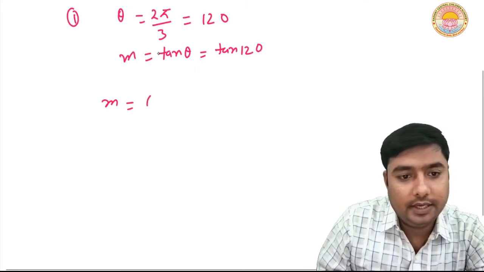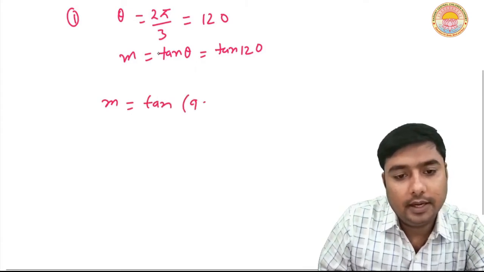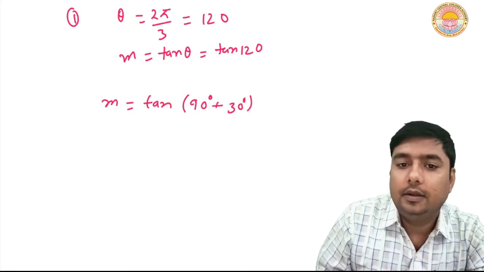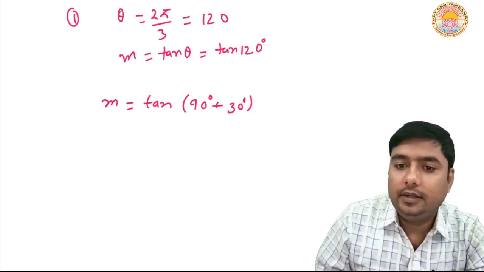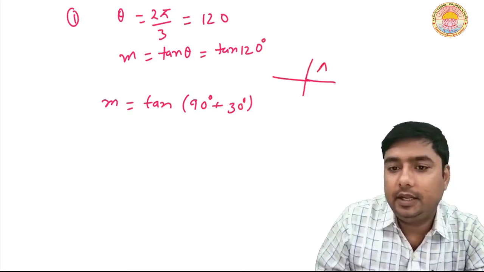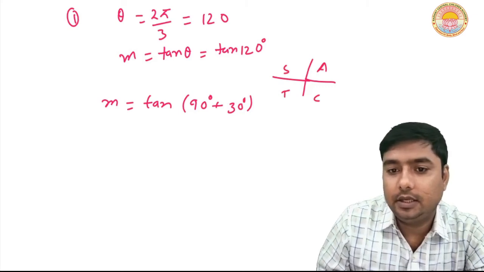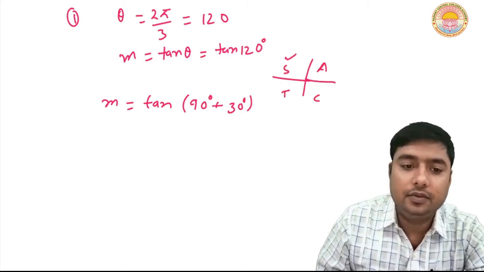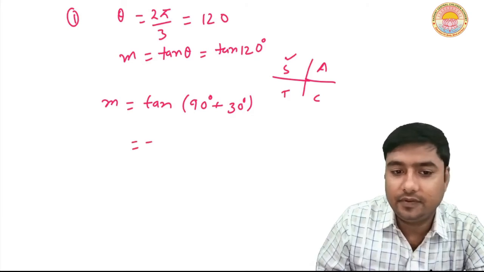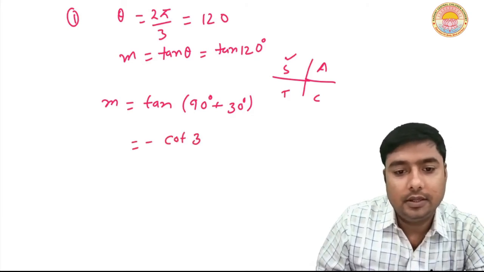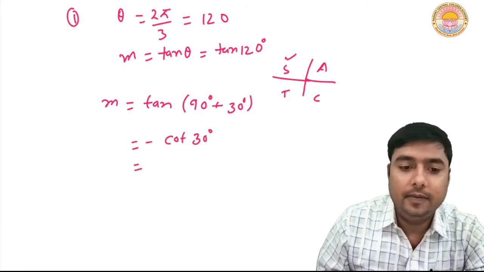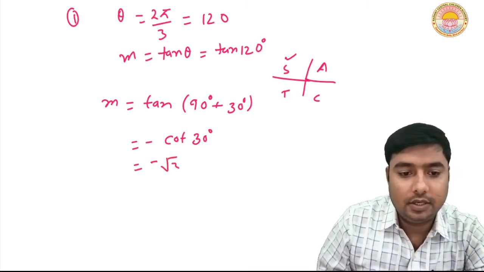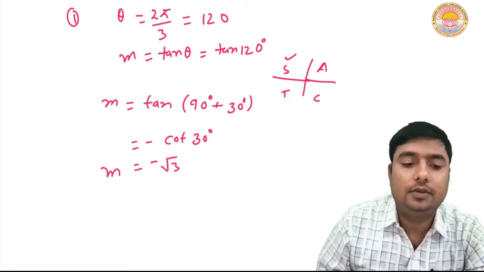m equals tan of 90 degree plus 30 degree. We know that in trigonometry, ASTC, in the second quadrant only sine and cosec are positive, others are negative. So we can write here minus cot 30. What is the value of cot 30? Cot 30 value is root 3. So minus root 3. Then m equals minus root 3.